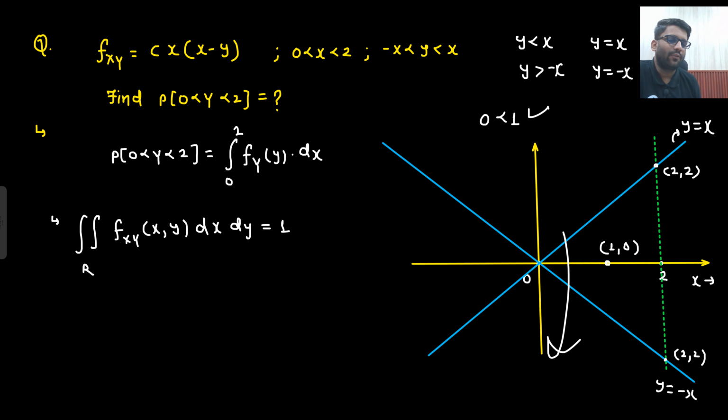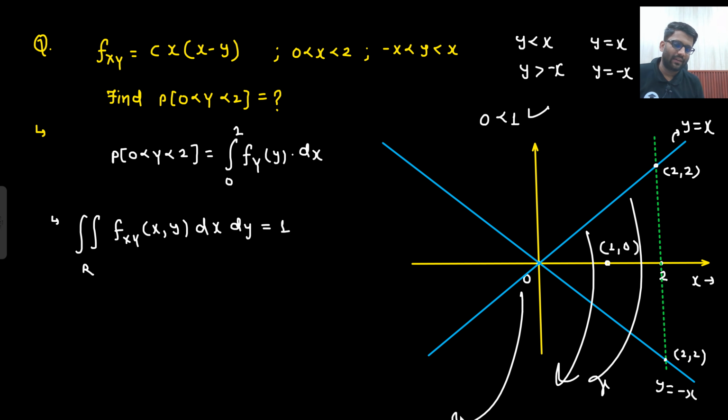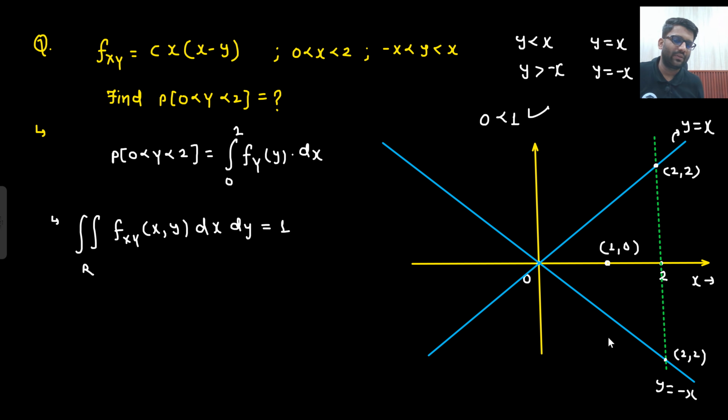So what will be the graph of y less than x? This is the graph of y equals x. The graph of y less than x will be this much, the downward region. What about y greater than minus x? Either the region will be this one or the region will be this one.